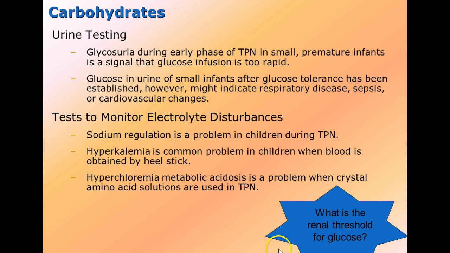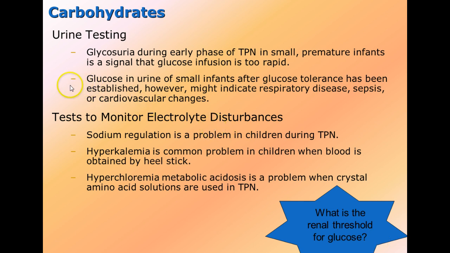The next one, now that we're done with proteins, is carbohydrates. There's a few things that we can determine with carbohydrates when it comes to having TPN therapy. With urine testing, sometimes we see glycosuria during the early phase of TPN, especially in small premature infants. And that might mean that the glucose infusion is too rapid and that the glucose is spilling over into the kidneys. I have a star splash down here at the bottom. What is the renal threshold for glucose? Well, once that blood level gets over about 180 milligrams per deciliter, it starts showing up in the urine.